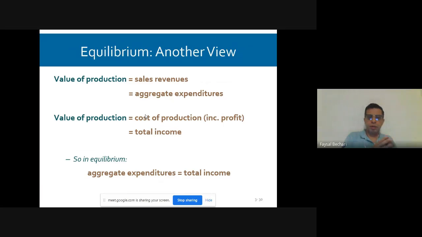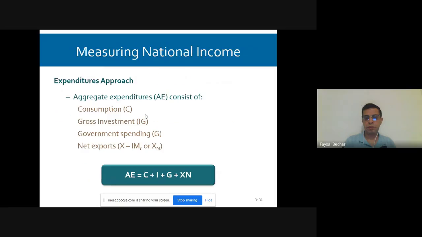Now, in other words, the value of production is equal to the sales revenue, how much you're selling, which is equal to the aggregate expenditures. And so the cost of production, including the profit, is equal to the income. And so in the equilibrium, the aggregate expenditures are equal to the total income, and that's where the equilibrium happens.